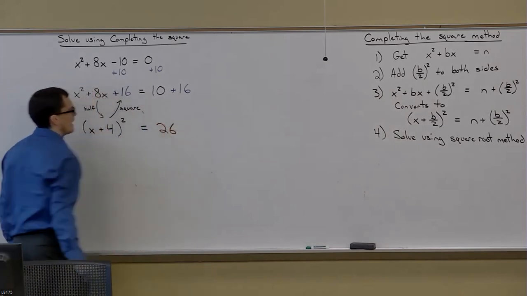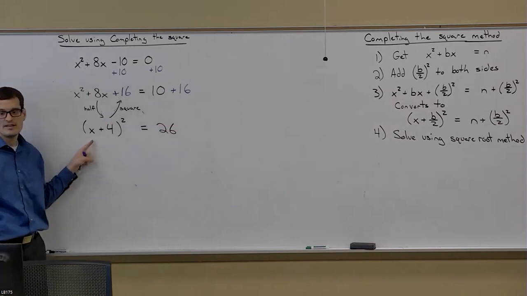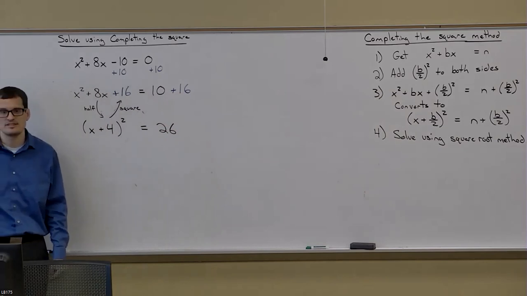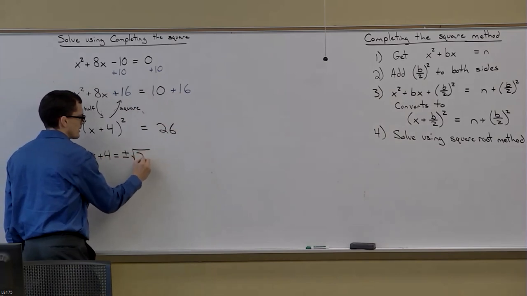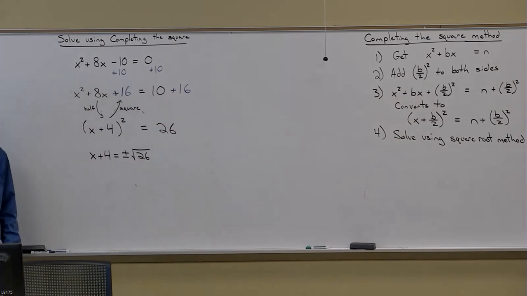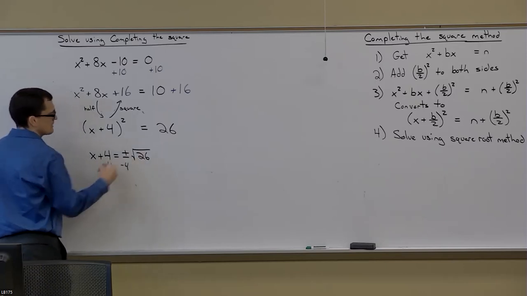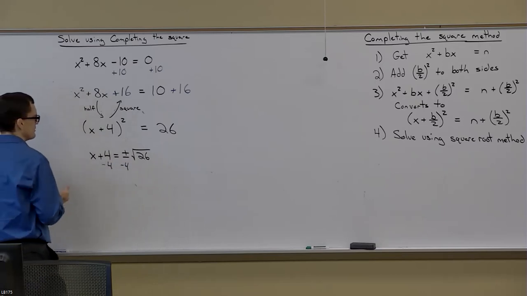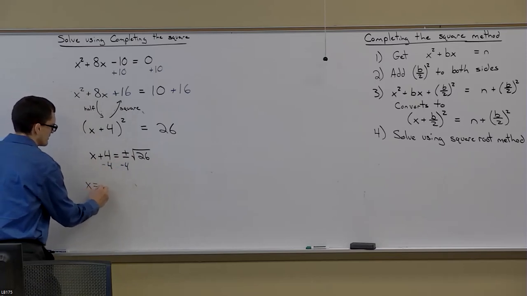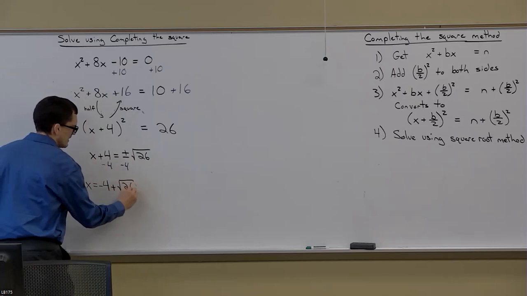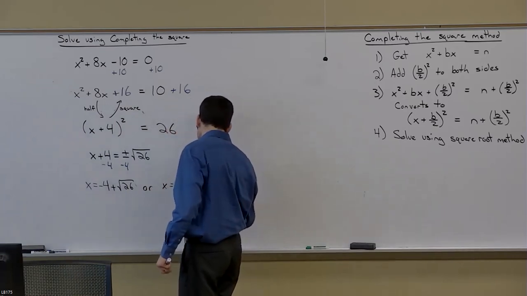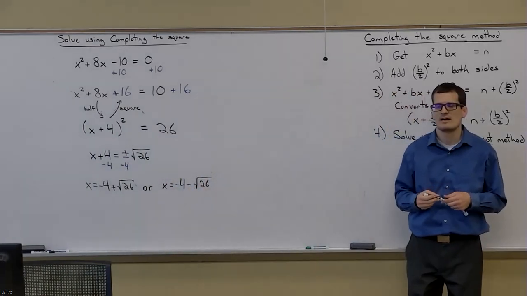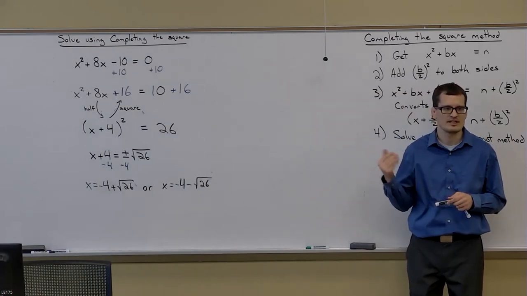Now I have this equation, and this equation is solvable using the square root method that we just did. So I can simply say, therefore, x plus 4 is the positive or negative square root of 26. I'm going to do this in one step. Hopefully, this doesn't throw you off. Square root of 26 doesn't simplify. So we're going to solve both equations the same way. We're going to get x equals negative 4 plus the square root of 26 as one answer. The other answer is going to be negative 4 minus the square root of 26. Right. The positive version gives you plus square root of 26. Negative version gives you minus square root of 26.